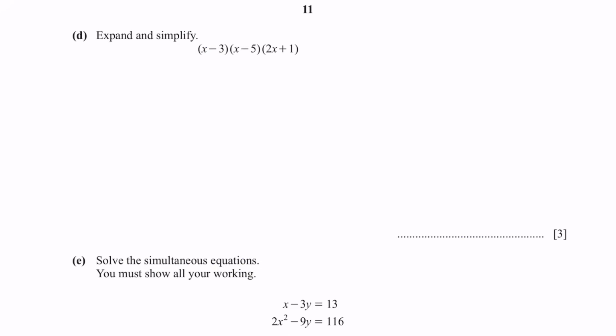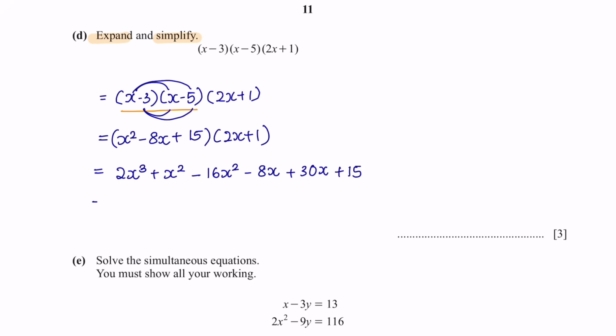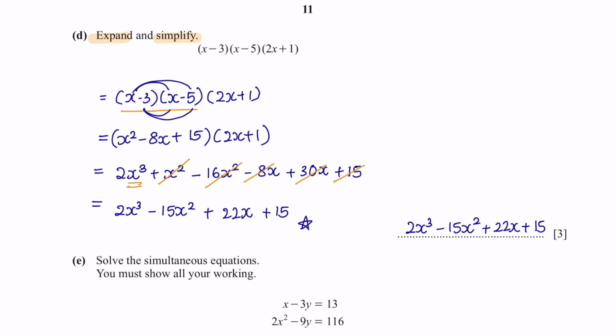So now we have a single fraction in its simplest form. Next, question D. Expand and simplify. So we're going to expand by opening the first two brackets. And we can simplify this term to minus 8x. And then multiply it with the third bracket, x + 1. Okay, now we can simplify the like terms. And this is your final answer.